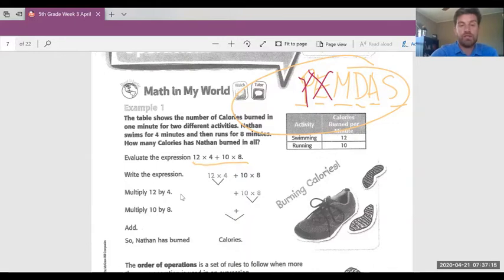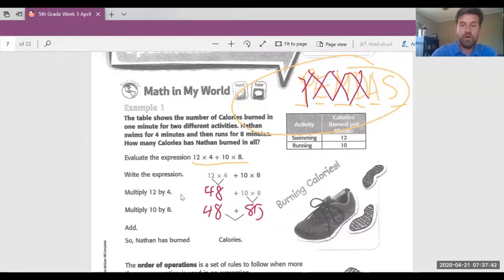So as they say in the step 4, 12 times 4 would give me 48. I'll give you a second to think about that. That's the first step. We multiply that. Then we multiply 10 times 8. Gives me 80. So now I have 48 and I have 80. So I can cross out multiply. There are no division problems in there, so I can cross that out.